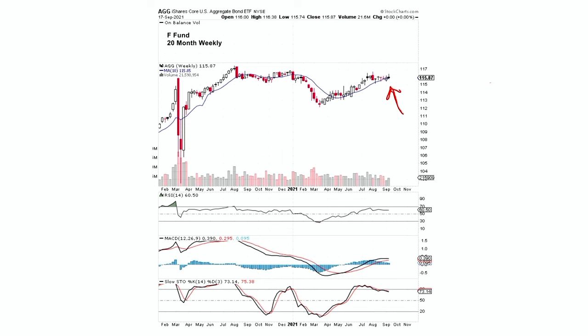Even if it is able to break out in a positive direction, it's going to have resistance up here at 120, this prior high up here, and it's got a lower high here, and so it would make sense that this kind of tops out here. So if I were deciding to get out of the stock funds, I wouldn't reallocate into the F fund.